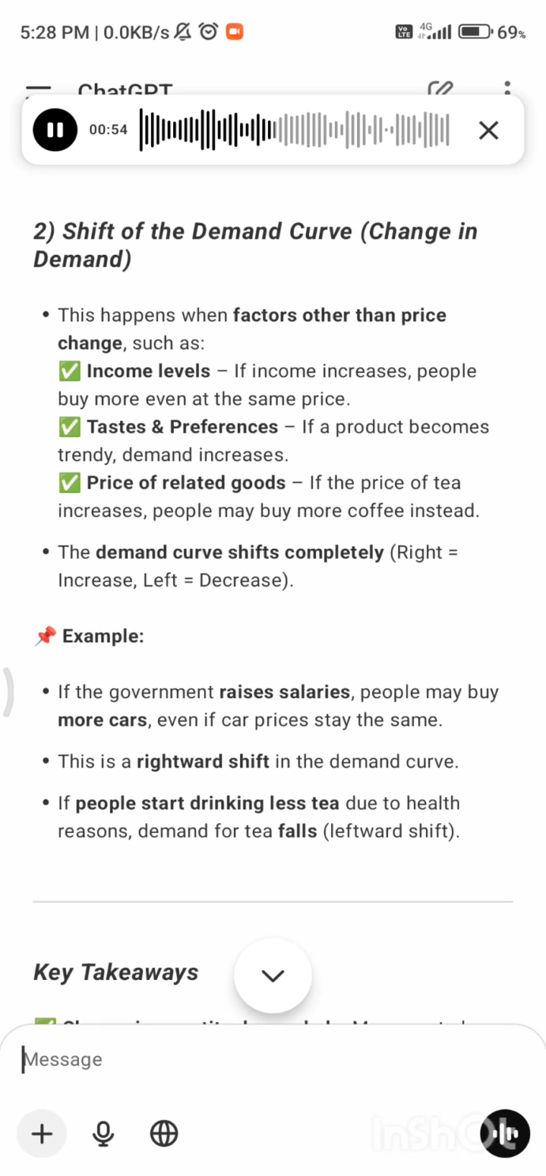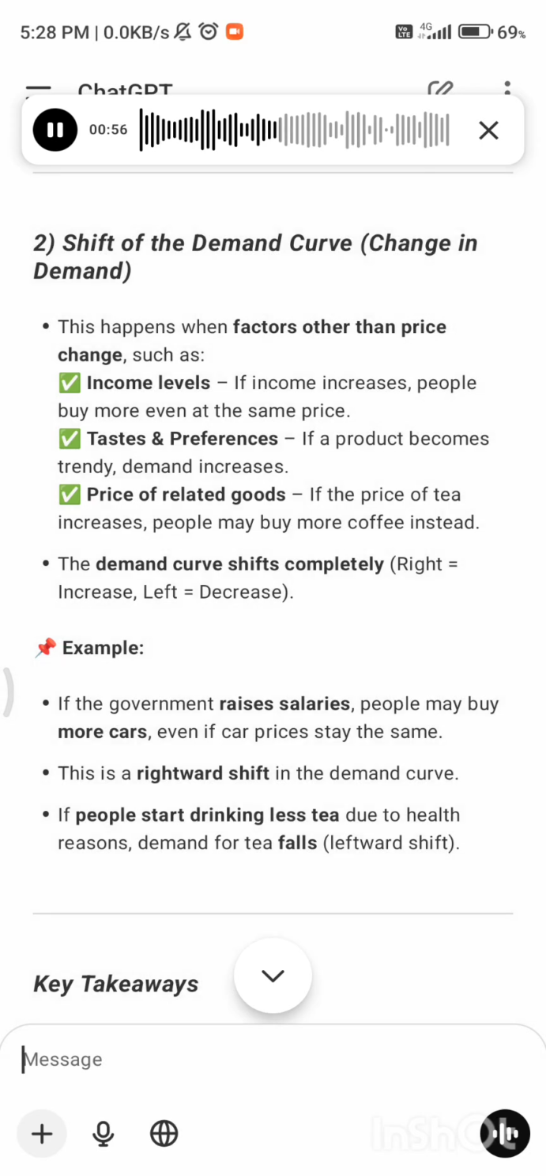2. Shift of the demand curve, change in demand. This happens when factors other than price change, such as income levels. If income increases, people buy more even at the same price. Tastes and preferences. If a product becomes trendy, demand increases. Price of related goods. If the price of tea increases, people may buy more coffee instead. The demand curve shifts completely. Right equals increase, left equals decrease.